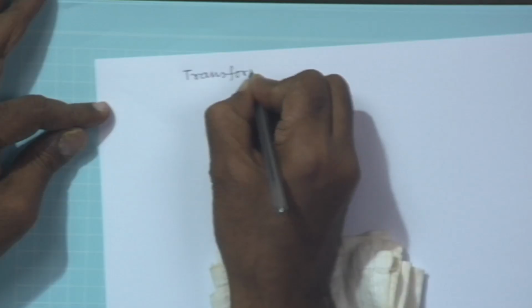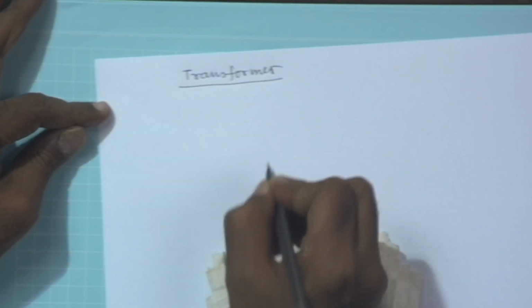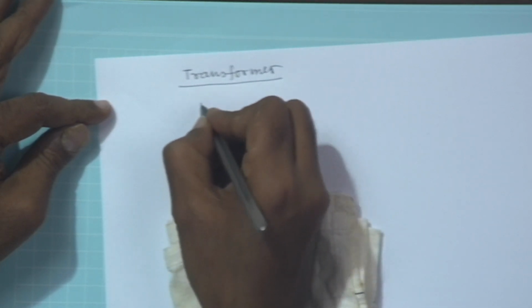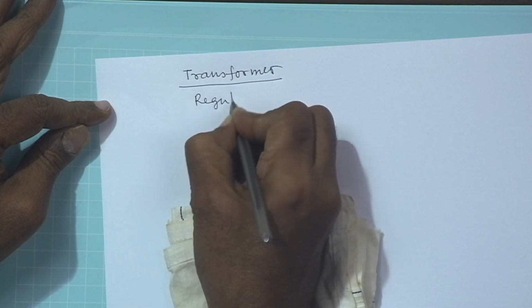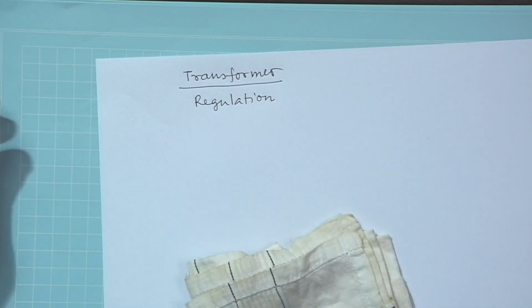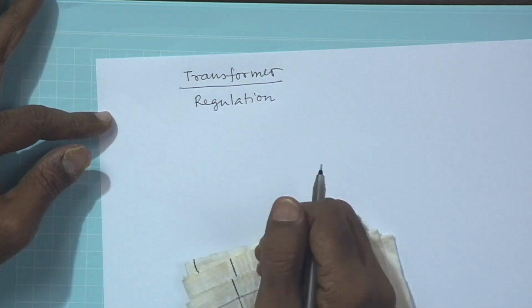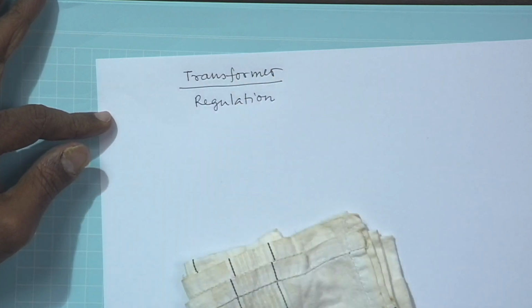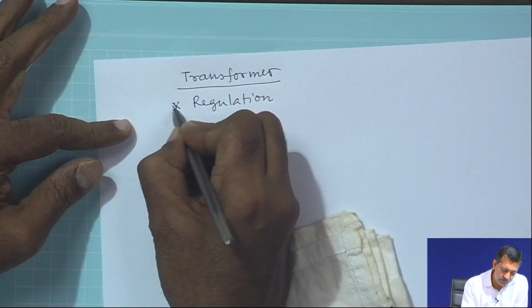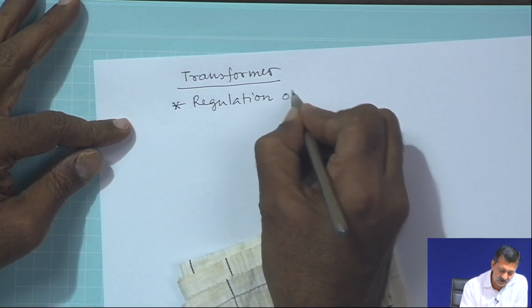So, the basic objective of today's class is to look into the regulation aspect of the transformer. Regulation, I am doing a little advanced compared to the other sections, because my previous professor has taught a few important aspects of the transformer already. So, essentially, this is the regulation of a transformer.